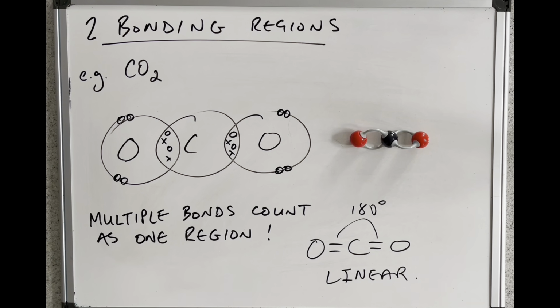If you were asked to draw a diagram of the shape of the carbon dioxide molecule, you'd draw something like this, okay? So everything in a straight line. Obviously the double line represents the double covalent bond. We've got the name there, linear, and the angle between the oxygen, the carbon and the oxygen is 180 degrees. So that's what we would call the bond angle.